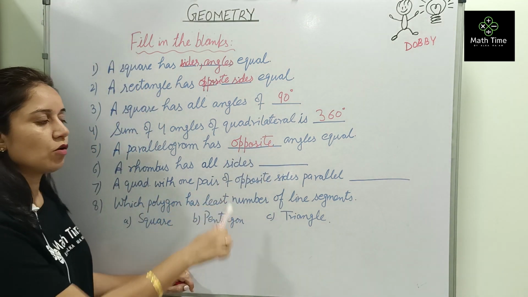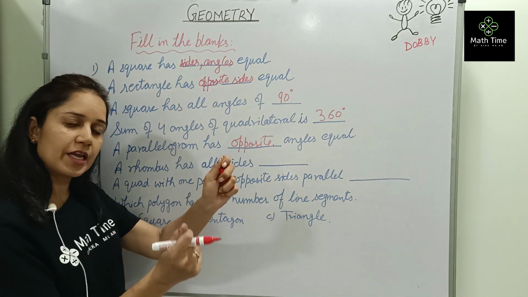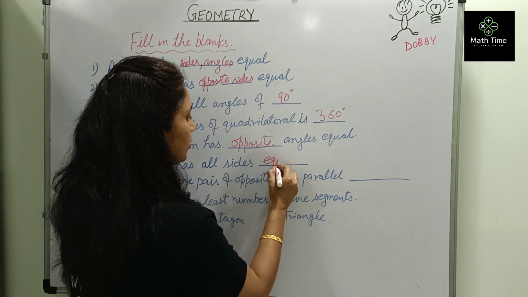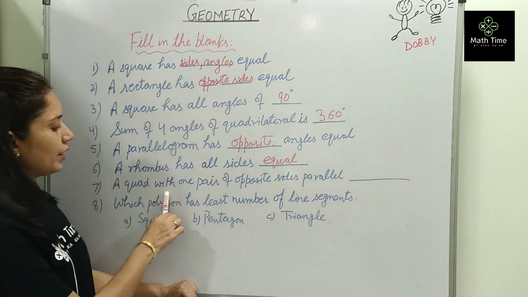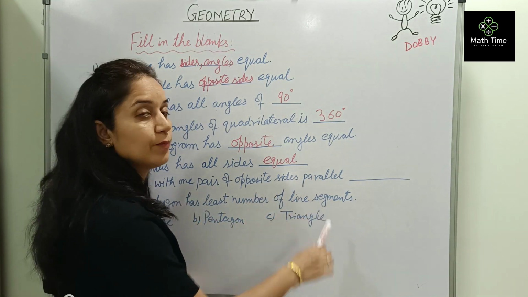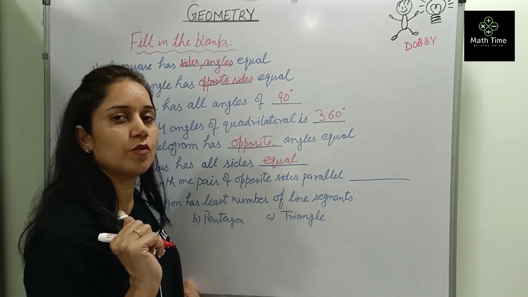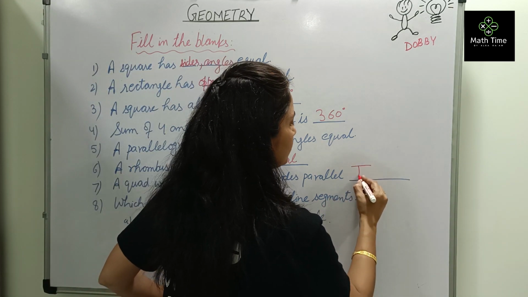A rhombus has all sides. Rhombus is a twisted form of square. Square has all four sides equal. Rhombus also has all four sides equal. Next question. A quadrilateral with one pair of opposite side parallel. Tell me, a quadrilateral having only one pair of opposite side parallel is called trapezium.